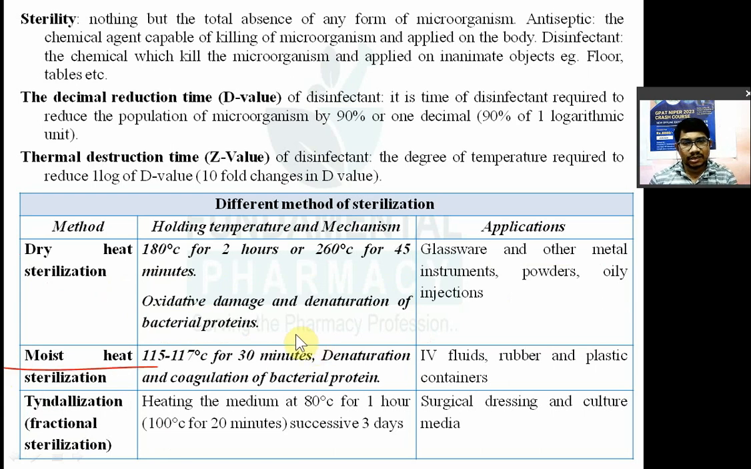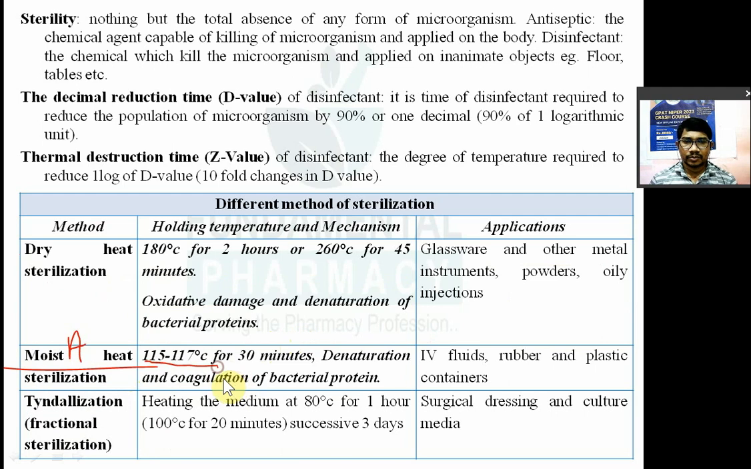As the steam has a more penetration power than dry heat. So moist heat sterilization is used. So apparatus is the autoclave. Autoclave आपने देखा होगा लैब में वहाँ पे. Autoclave is used for the moist heat sterilization. Now what is the holding temperature?